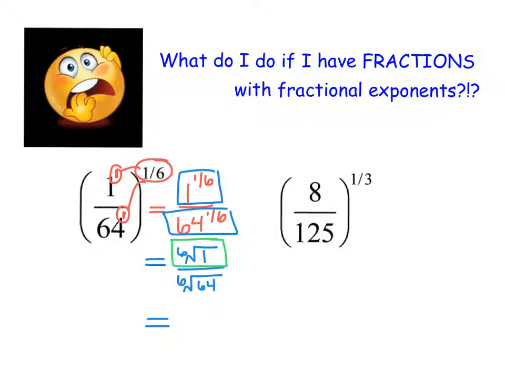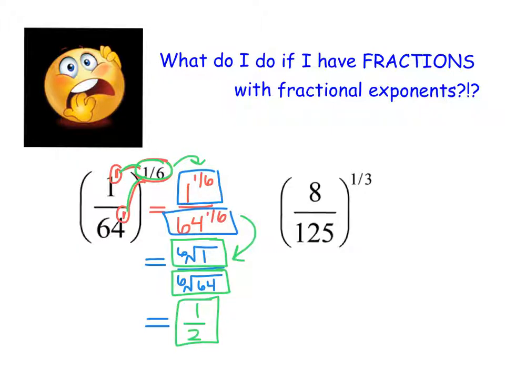So here I'm trying to figure out what number times itself 6 times gives me 1. That would be 1. And then my denominator is what number to the power of 6, or what number times itself 6 times gives me 64? Well, that would be 2. So I've used my exponent properties to rewrite this into two fractional exponents. Then I rewrote those as roots and evaluated the roots using my powers resource.